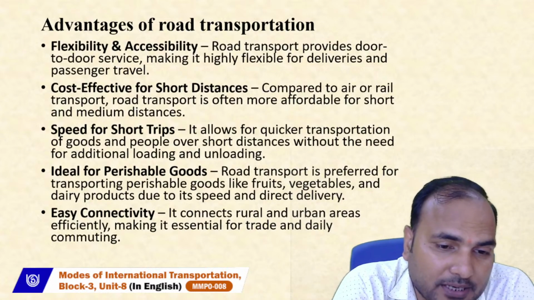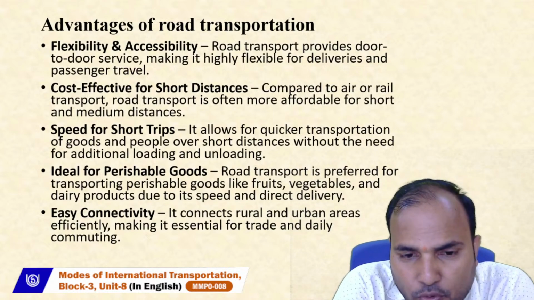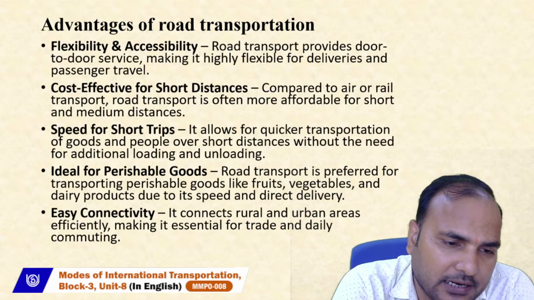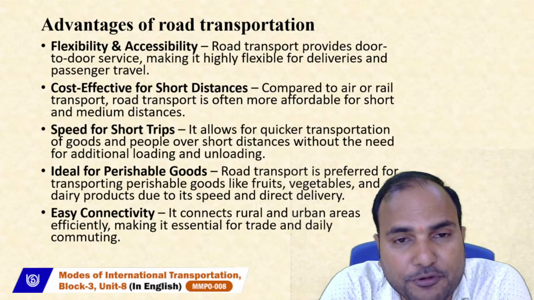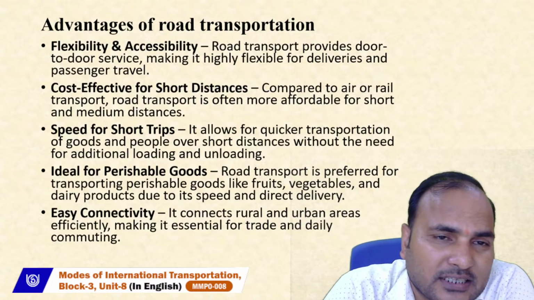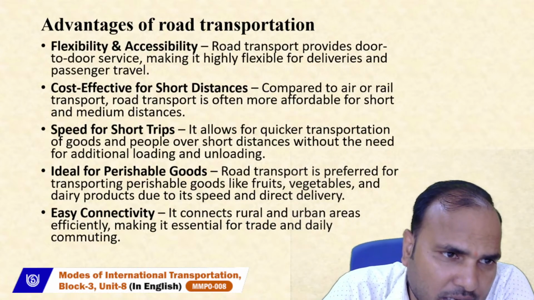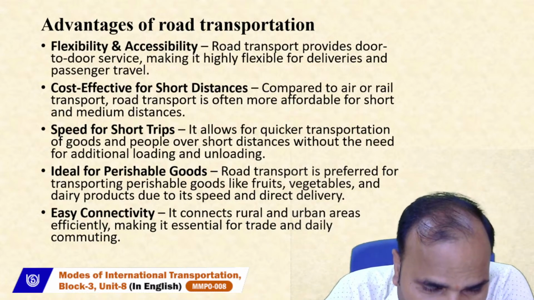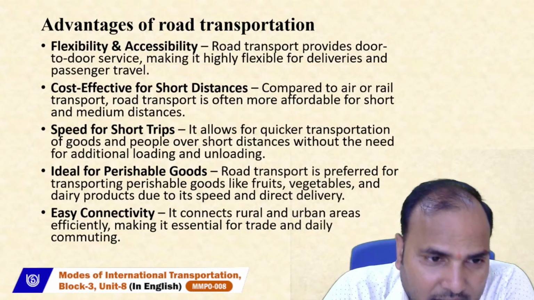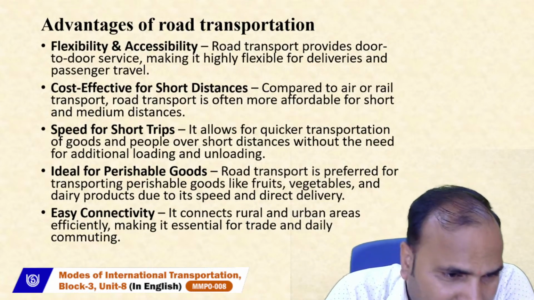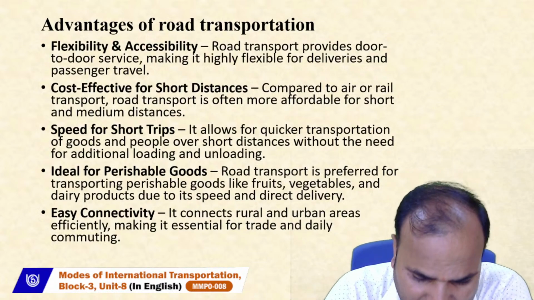Next is easy connectivity. Road transport connects rural and urban areas efficiently, making it essential for trade and daily commuting. So what are the advantages I told today? One is flexibility and accessibility. Next is cost effective for short distance. It is very speedy for short trips. It is ideal for perishable goods. Then easy connectivity; connectivity is very easy in case of road transportation.